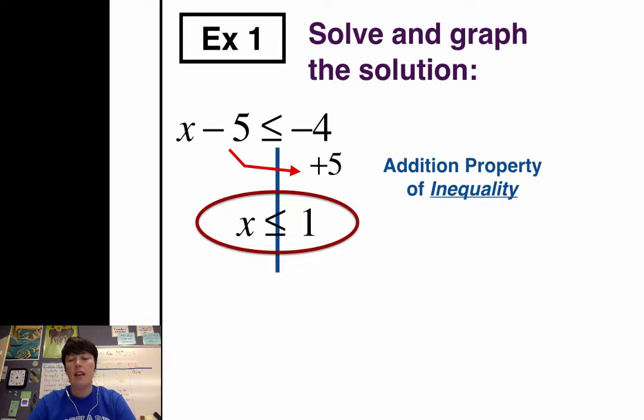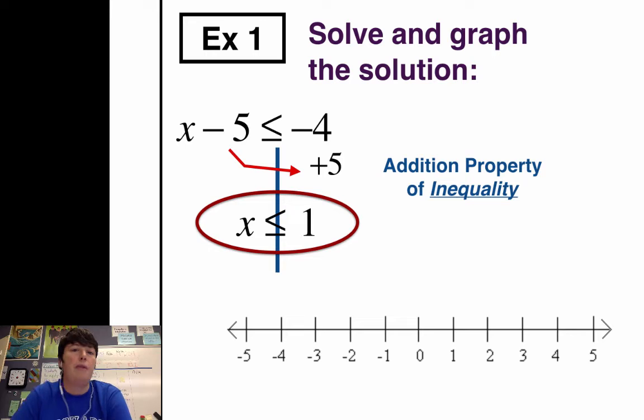Now, if you were doing this on some sort of test or quiz or an exit ticket, this is your level 3 proficiency right now. You have solved for x, you've gotten your solution. So you've done well there. But now we want to take it to a little bit more of an advanced level and show our solution on a graph. So that's my next step: we're going to draw a number line.